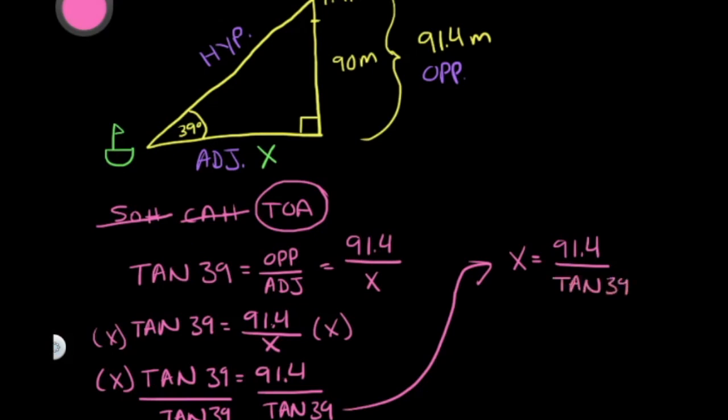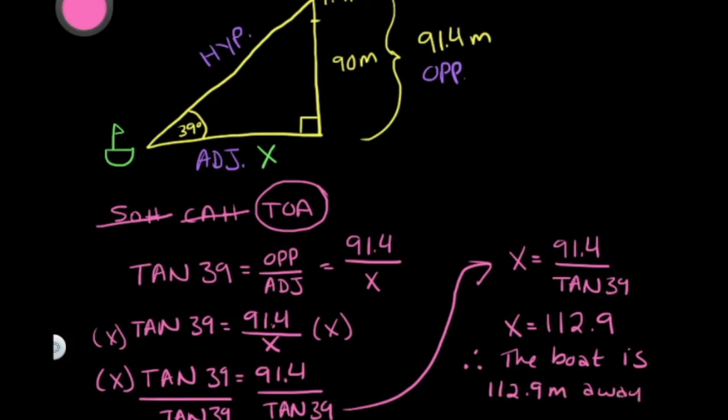Now if you use your calculator and divide 91.4 by tan 39, when I divided those, I got 112.9. So that tells us that therefore the boat is, and remember this is in meters, 112.9 meters away from the cliff.